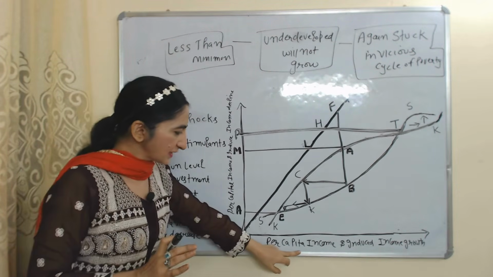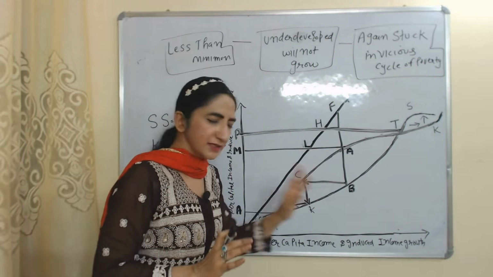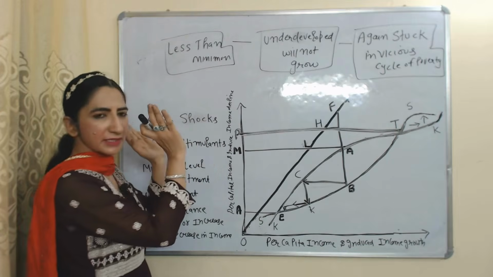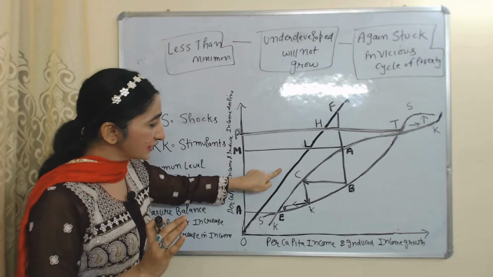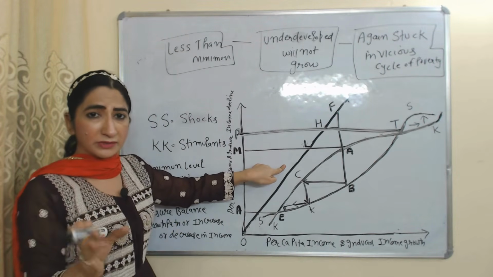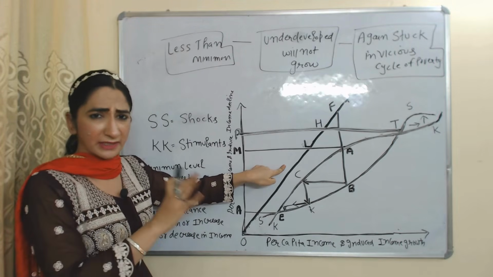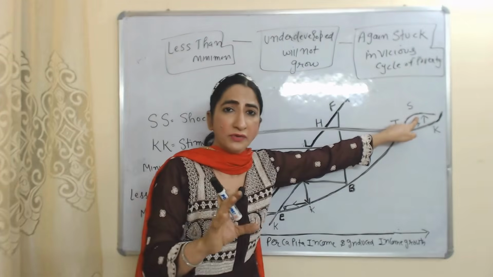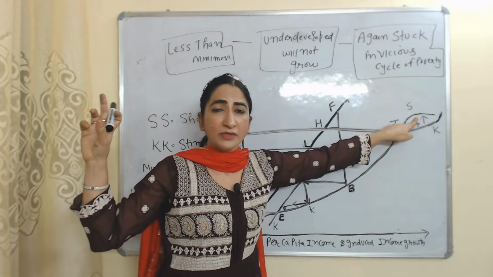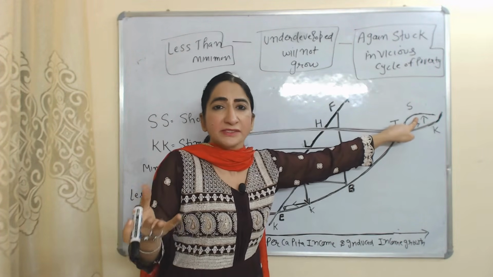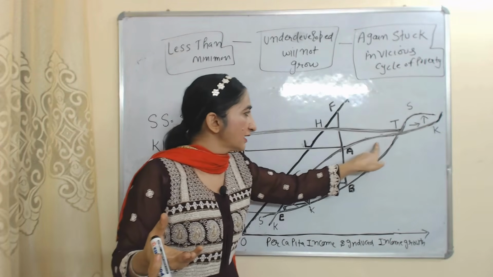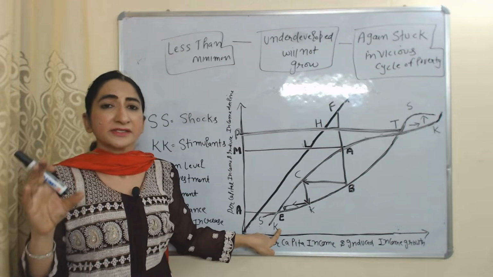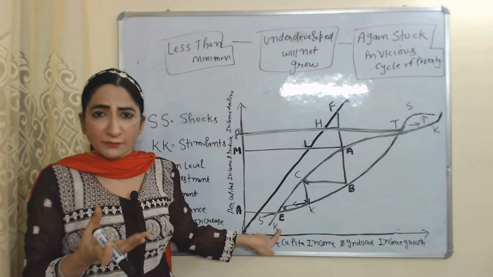In this diagram, on the x-axis we have per capita income and induced income growth, and on the y-axis we have per capita income and induced income decline. This 45-degree line shows balanced economic growth and measures increase or decrease in per capita income. This SS curve shows shocks. As we earlier discussed, shocks are income depressing forces, and the KK curve shows stimulants. As we earlier discussed, stimulants are income generating forces.